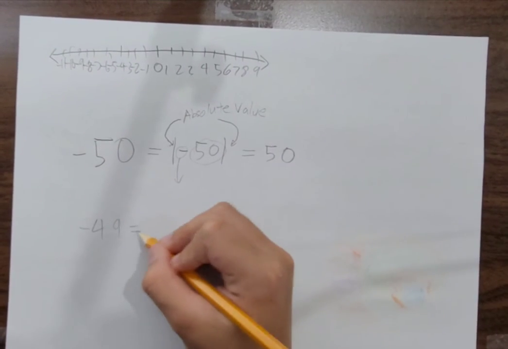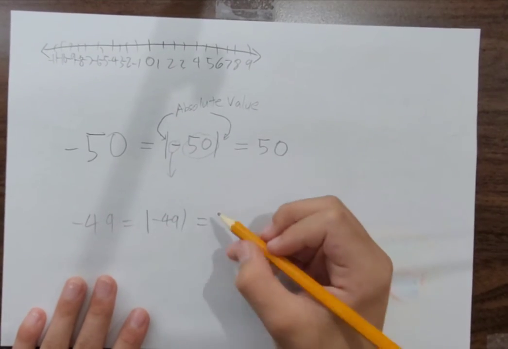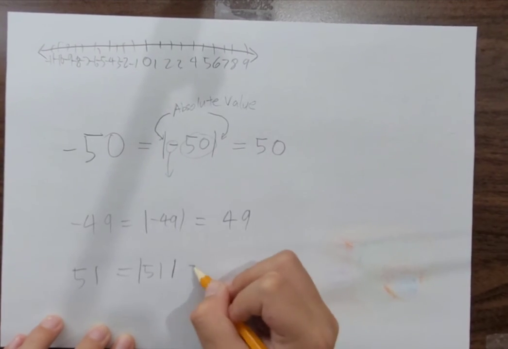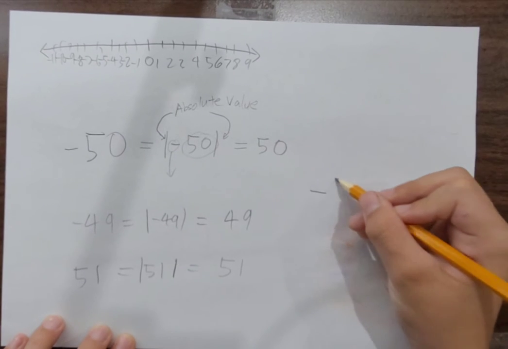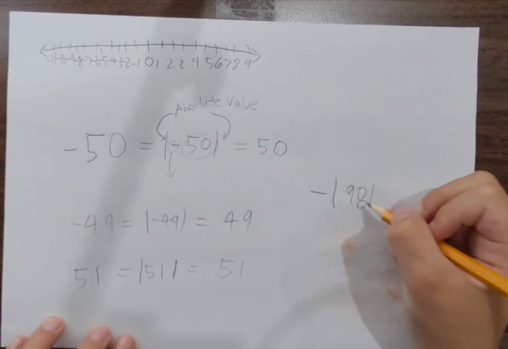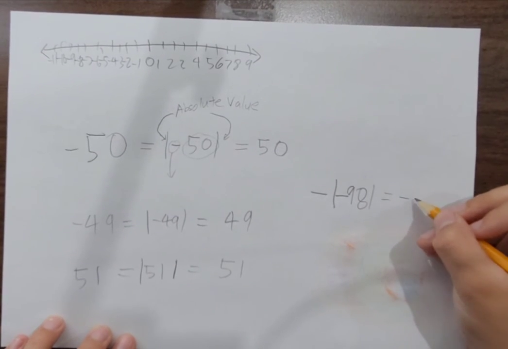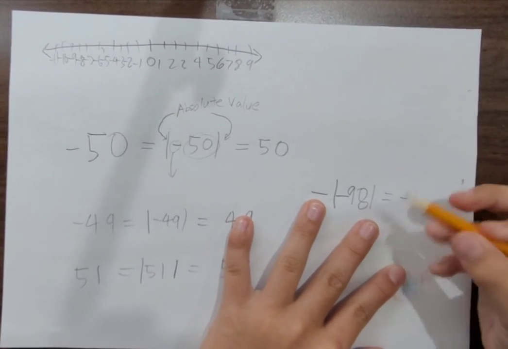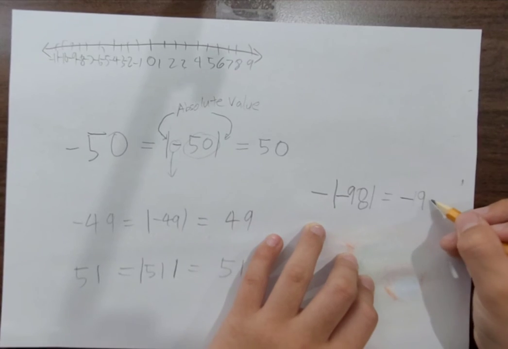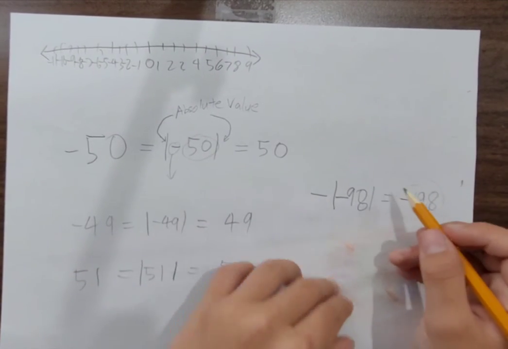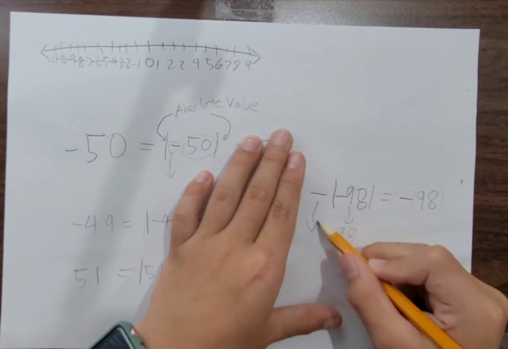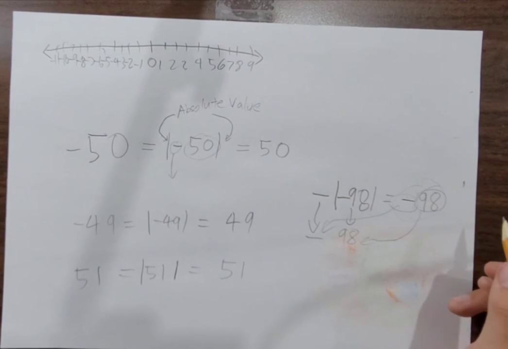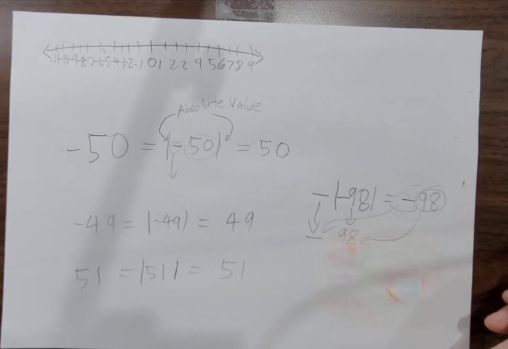Minus 49's absolute value. That's equal to 49. 51's absolute value. That is 51. But what does this mean? Well, that means it's a minus 1. Well, actually, this will be in a different episode. A minus, and then the absolute value of minus 98. And that's 98. It's still minus 98. This part is 98. And this part is where the negative sign comes from. And yeah, that's basically absolute value for you.